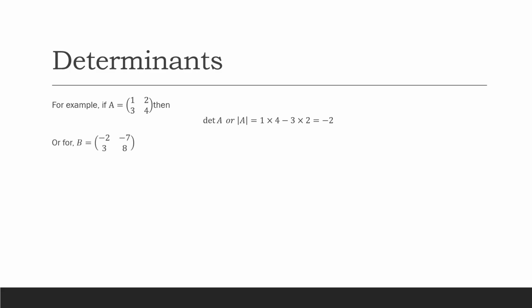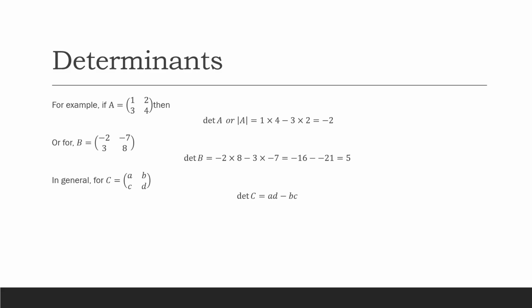For B, it's going to be minus 2 times 8 subtract 3 times minus 7. Be careful with your signs, but that gives us 5. In general, it's A times D minus B times C. That's it. So for 2 by 2, finding a determinant is pretty straightforward.